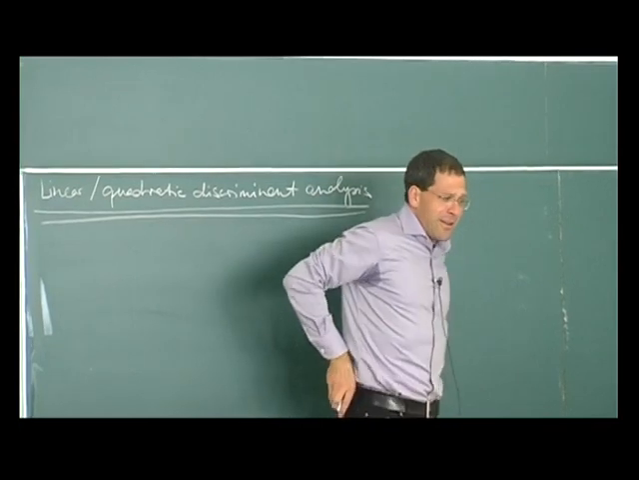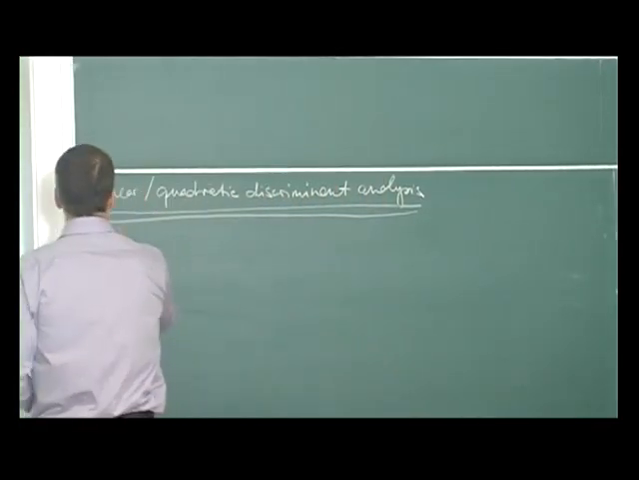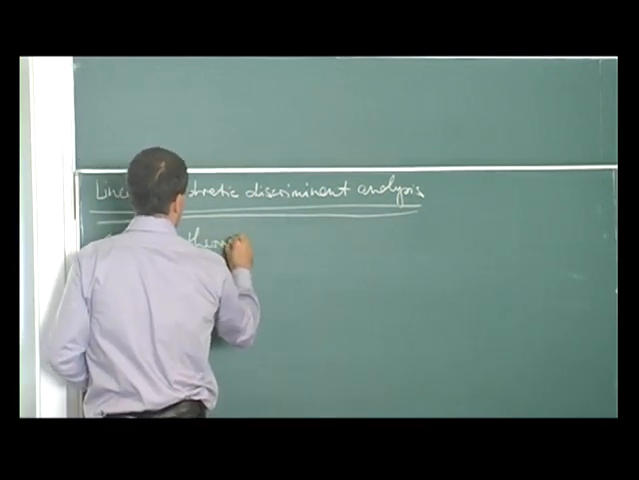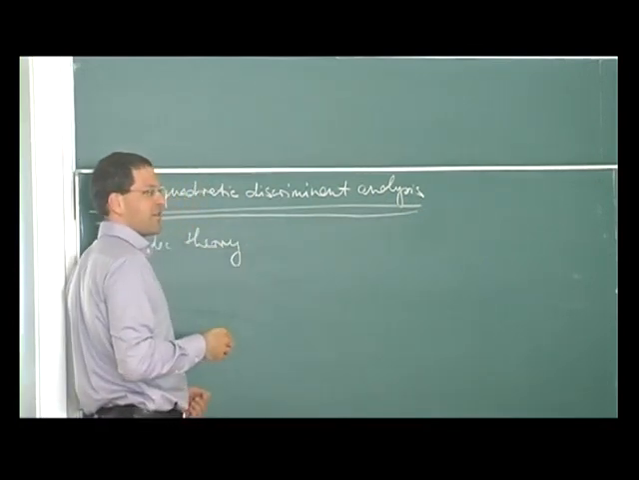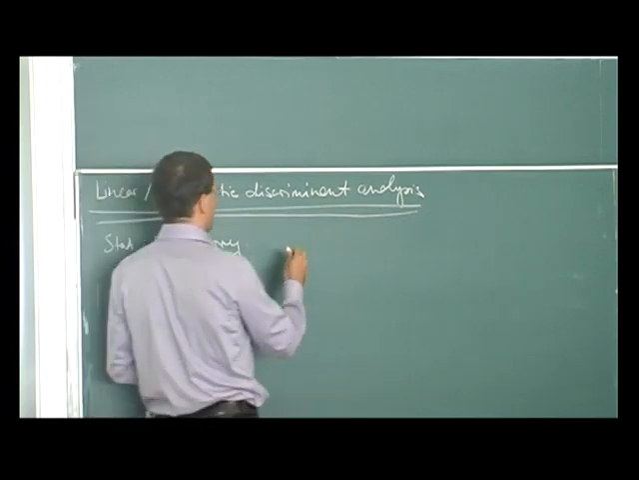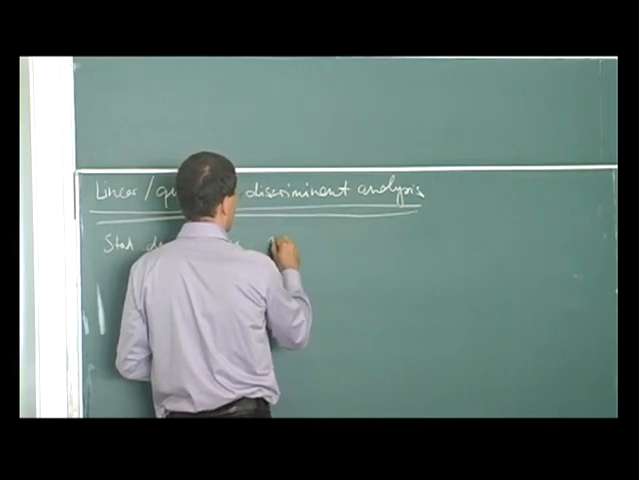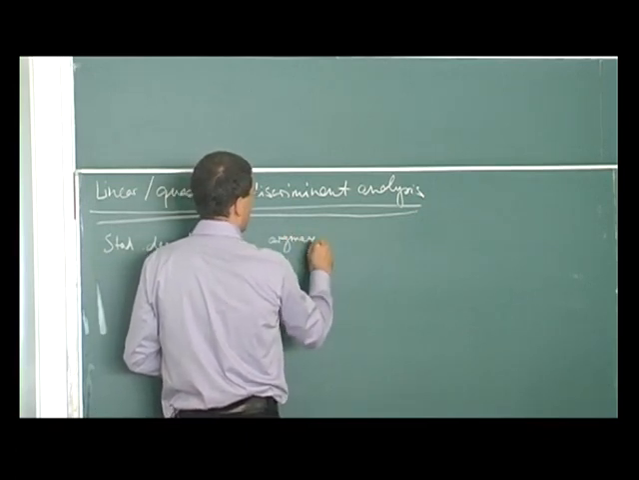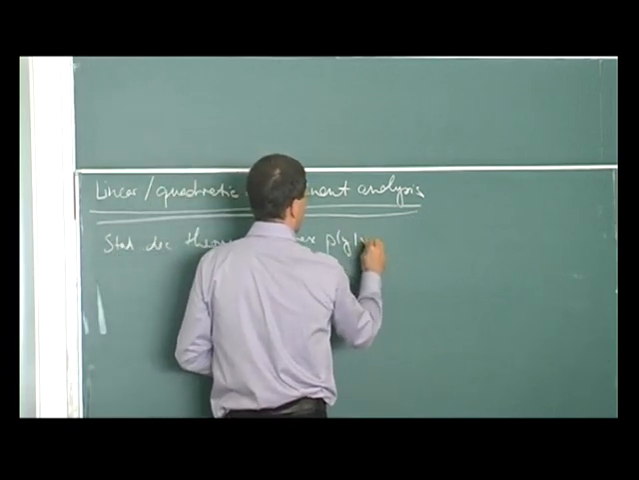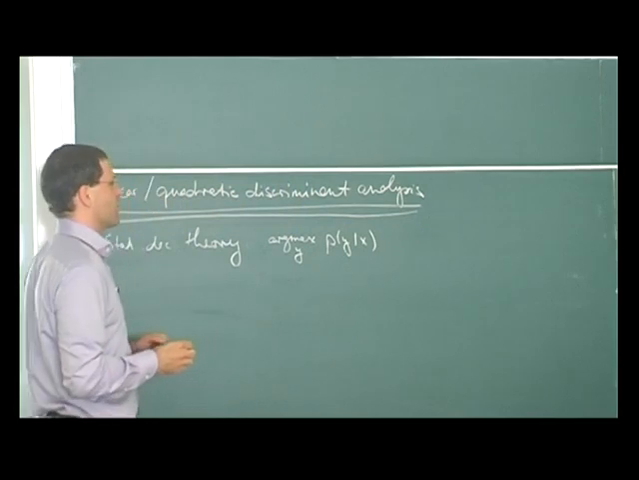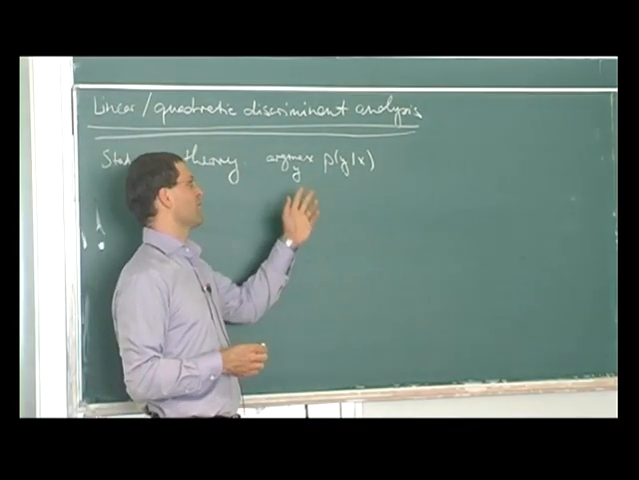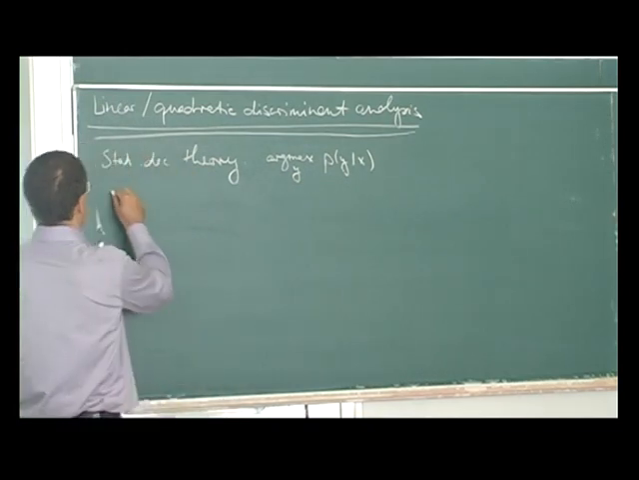Last time we looked at statistical decision theory, and statistical decision theory says that the best classifier, assuming a symmetric loss function and so on, is the one that has the largest posterior probability at a given point in feature space. So if we have a symmetric loss function, then this is the Bayes classifier.